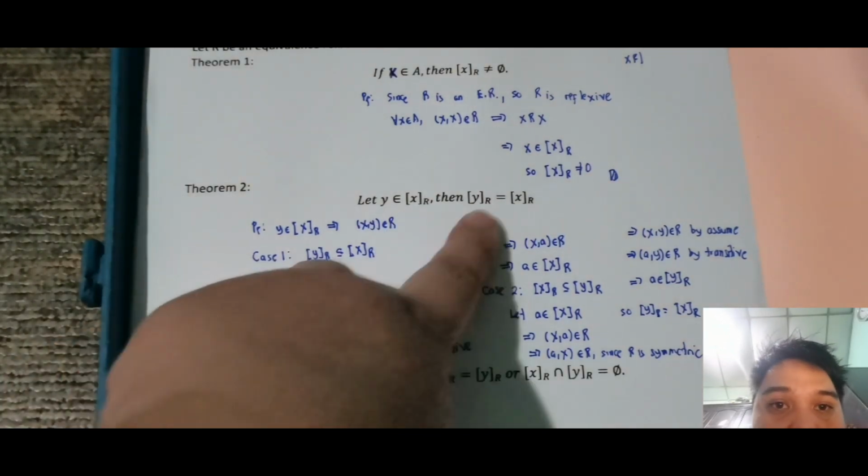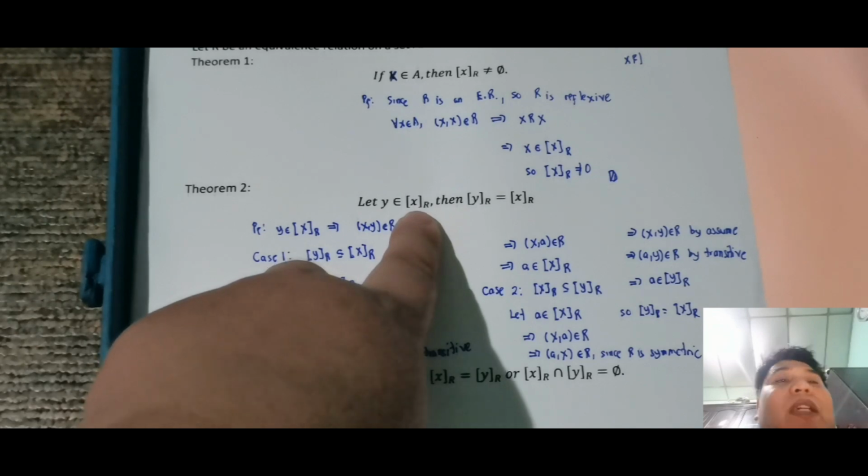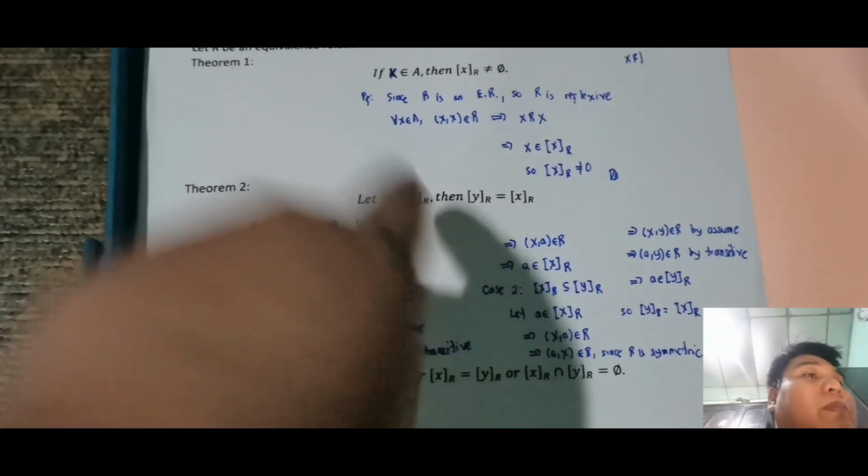Basta element ka nun, kaya mo siya i-represent. So, kunyari, Z element nito, class represented by X. Therefore, yung class represented by C is pasok dun. Okay? So, ngayon, pasok tayo dito.